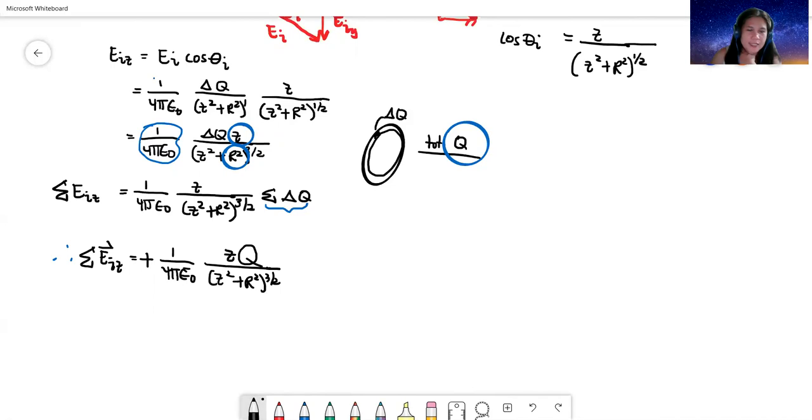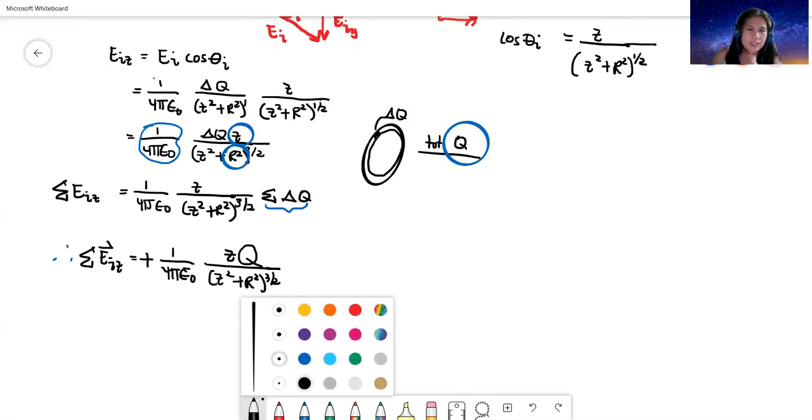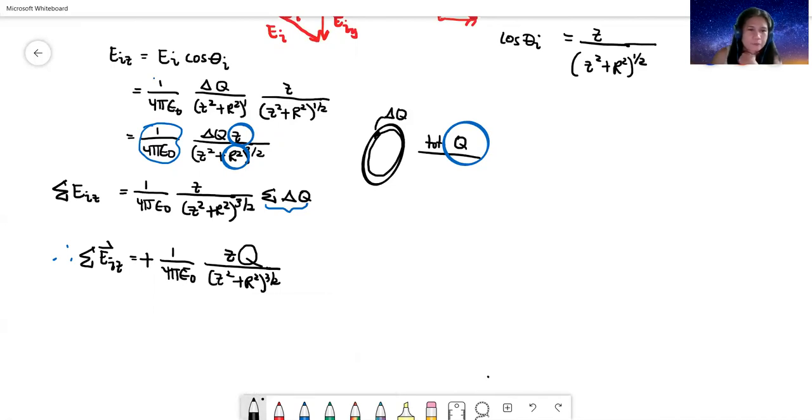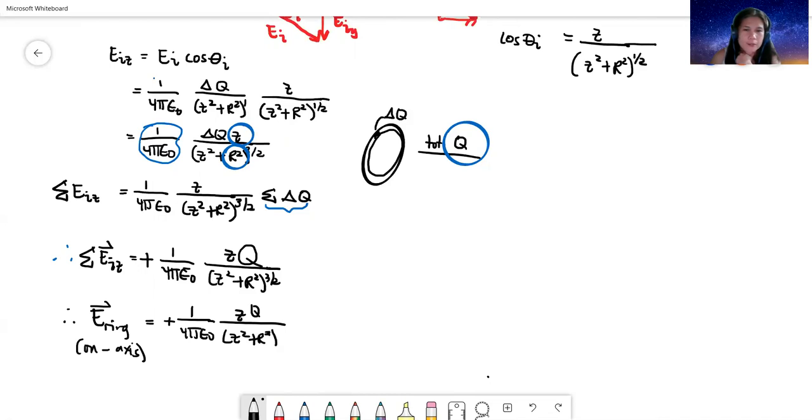So in our final answer, this is equivalent now to, ito na pala yung therefore natin, the electric field of the ring on axis at P is equivalent to positive 1 over 4 pi epsilon sub naught, z Q over z squared plus r squared to the 3 halves, going towards positive k.